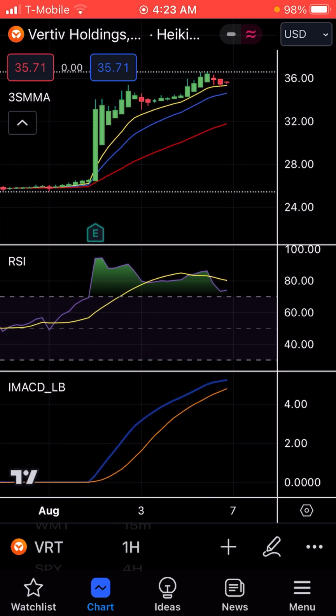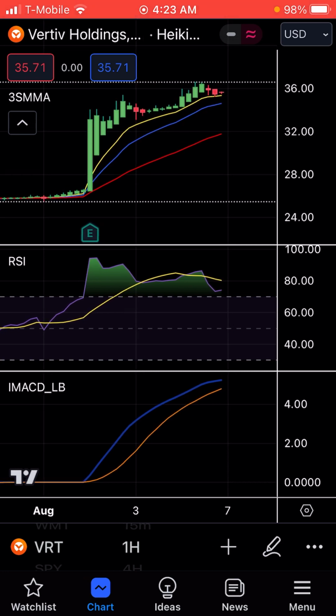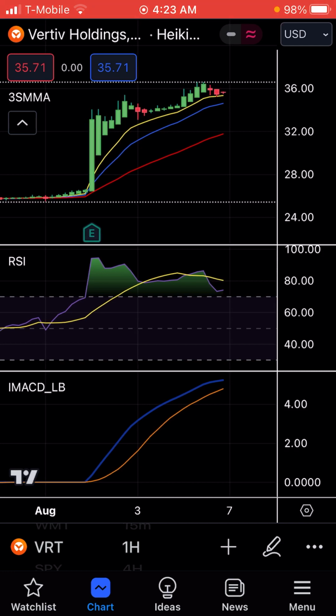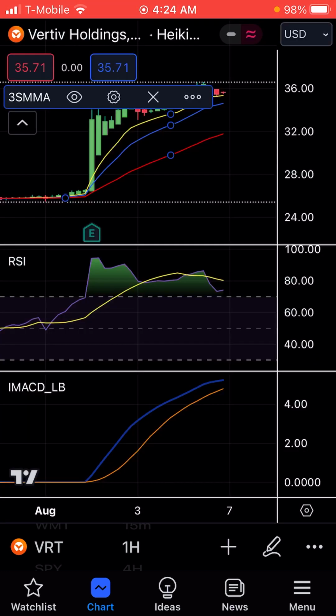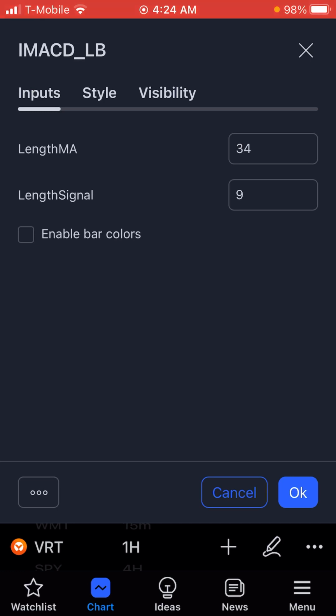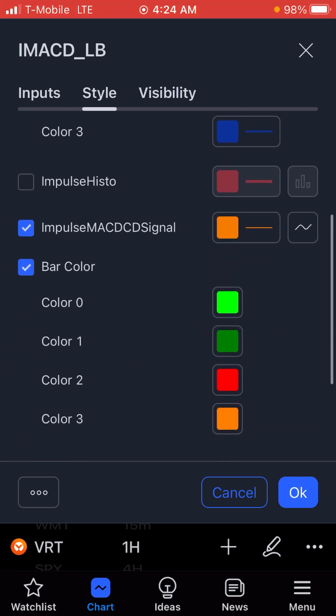This down here is my strategy, and I'll probably talk about this in another video. The way of the strategy that I have here is I have my 3 smooth moving average. I have my 5, 8, and 20 for my moving average. I have my RSI, and then I have the impulse MACD. I got rid of a lot. I just basically use the impulse MACD as a fine-tuned stochastic RSI.